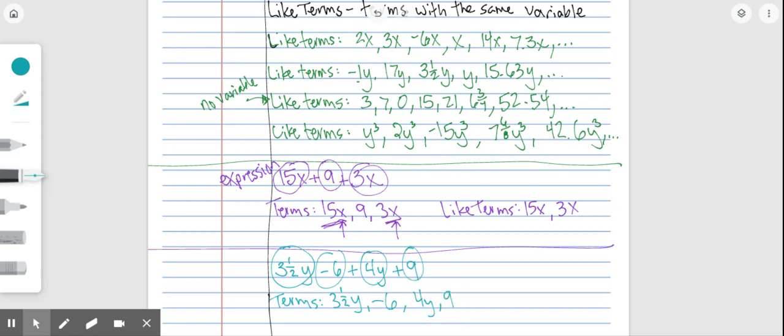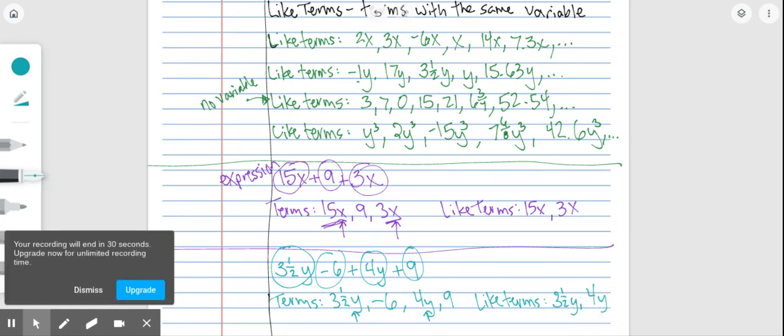Okay, so now when I'm looking for like terms, again, I want to find terms that have the same variable component. So if I'm looking at my list of terms, 3.5y, there's a y there, and here's another y. So 3.5y and 4y are like terms because they both have a y next to them.